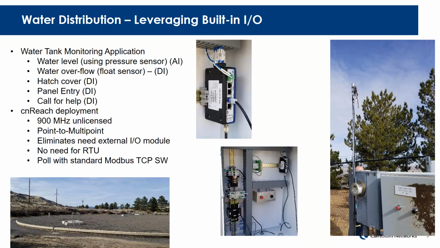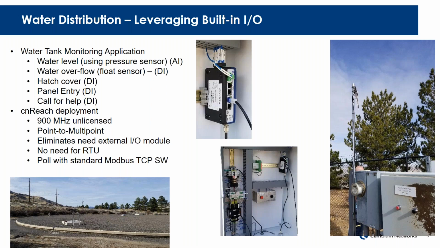This is using 900 megahertz unlicensed for cnReach, the point-to-multipoint scenario. If you look at the right-hand side, there's the cabinet itself, and then up above there is a Yagi antenna pointed back down towards the city. This is about an 8-mile link, about 7 to 8 miles, about 11 kilometers, back to the headquarters. And they're polling it with Modbus TCP software to poll those sensors.